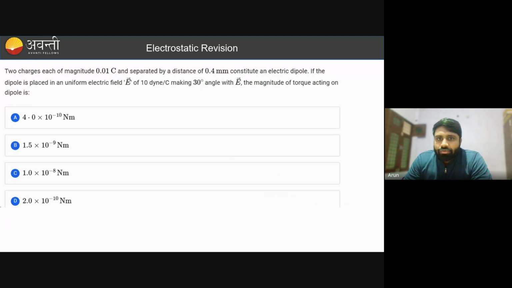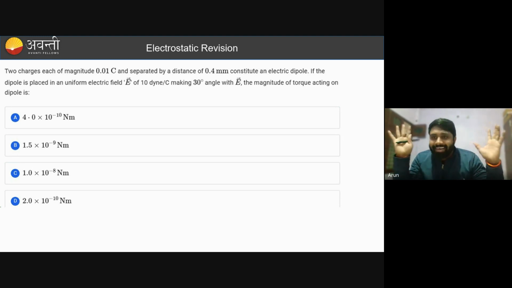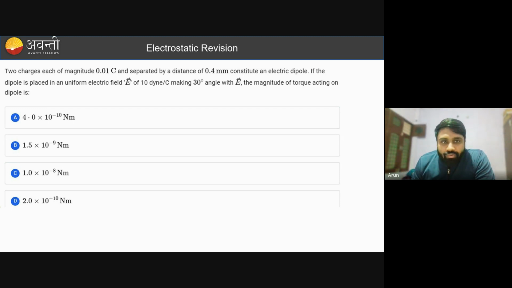Now see this question and try to solve it. Two charges each of magnitude 0.01 coulomb and separated by a distance 0.4 constitute an electric dipole. Obviously it will become an electric dipole. If the dipole is placed in a uniform electric field, we have discussed the same concept, of 10 dyne per coulomb. Dyne is a unit, the CGS unit of force. So I will help you in this. We know that 1 Newton is equal to 10 raised to the power 5 dyne.